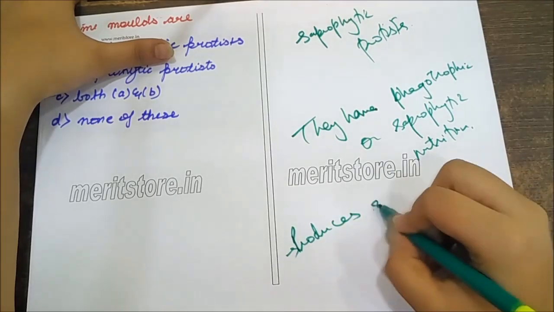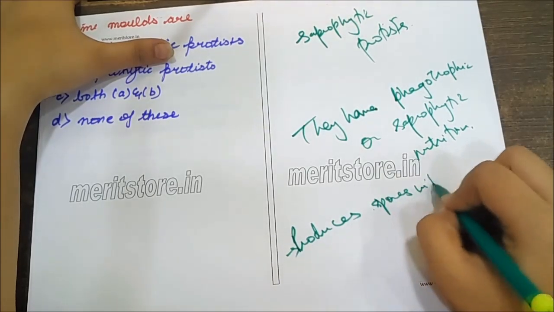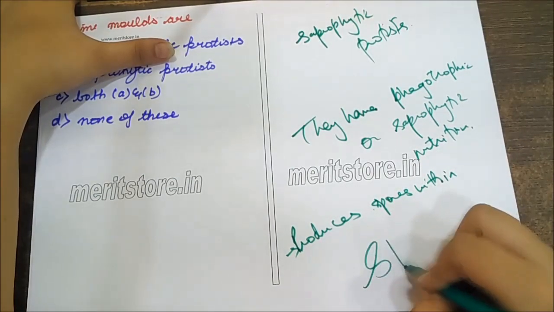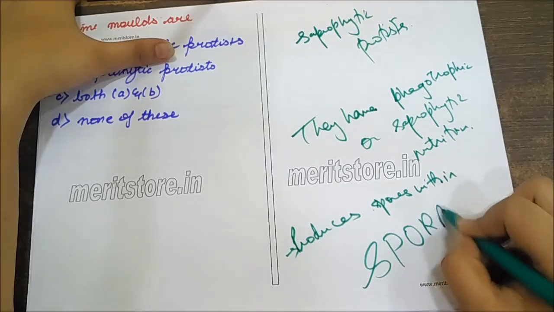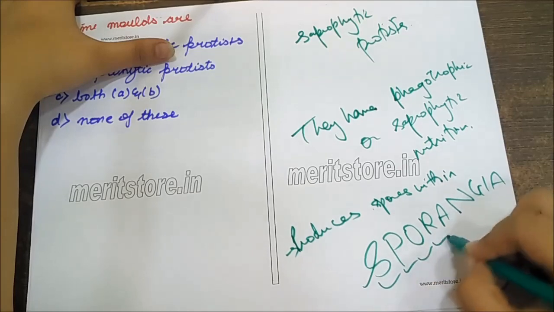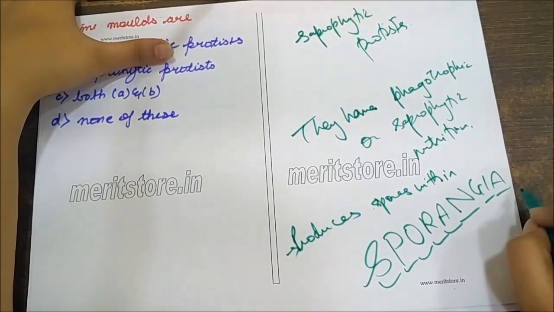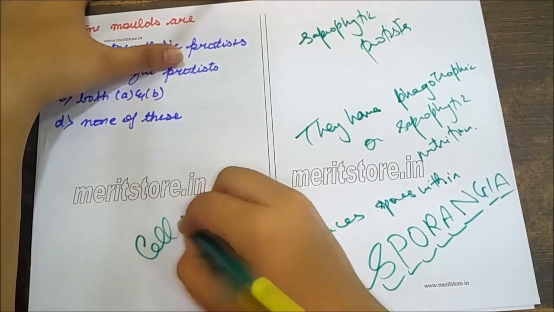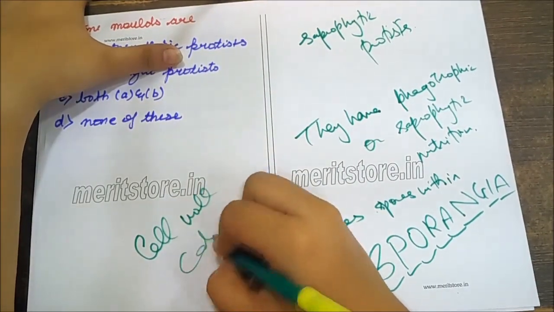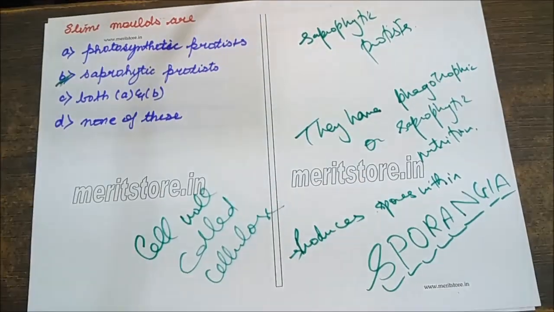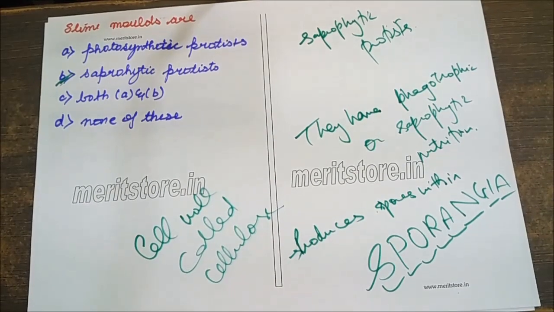They produce spores within sporangia. A spore possesses a cell wall made of cellulose. And you've got the answer plus the explanation with this.